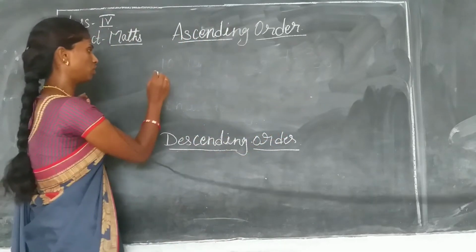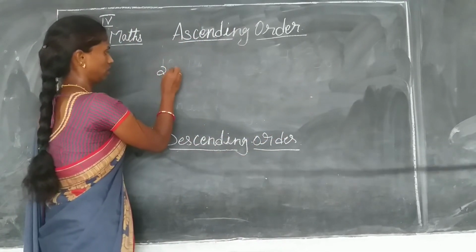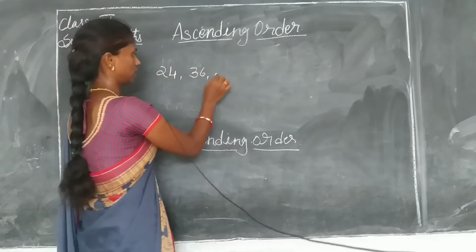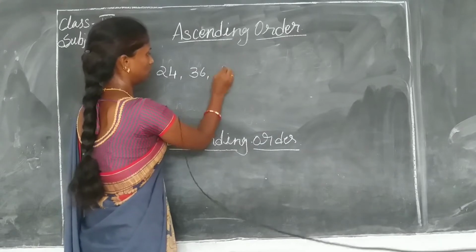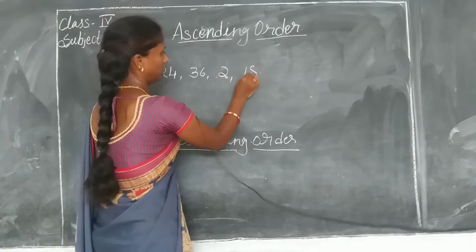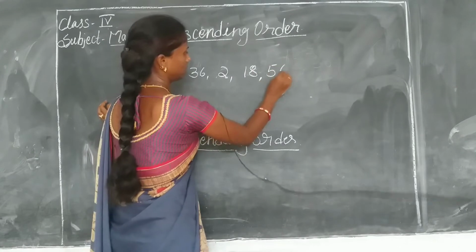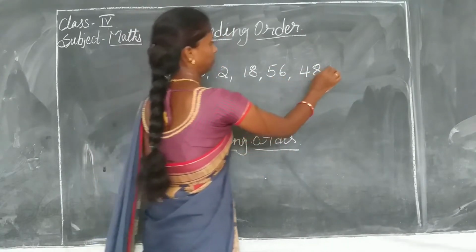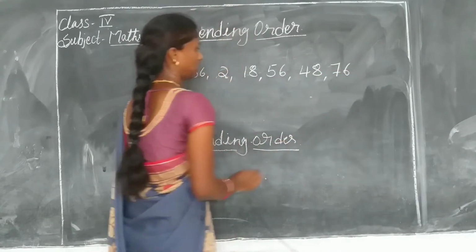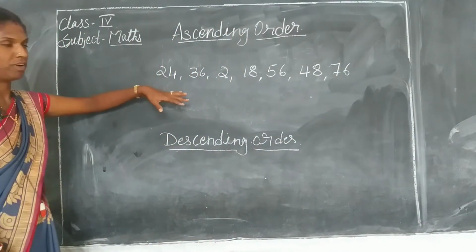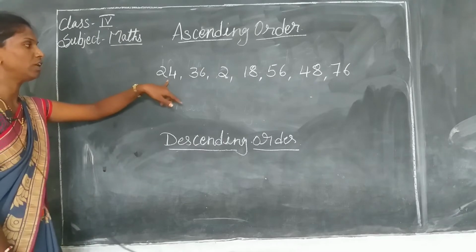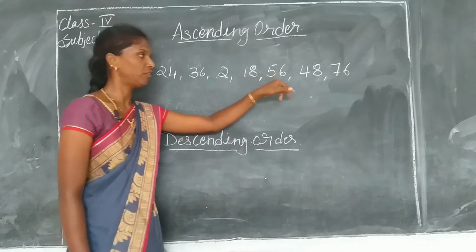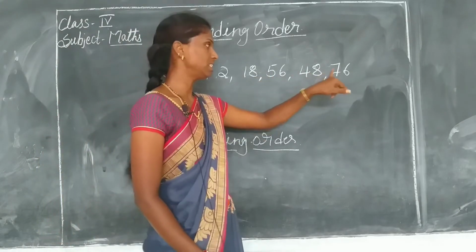Now I am taking some more numbers: 24, 36, 2, 18, 56, 48, 76. And you can observe these are all different numbers. Now see here: 24, 36, 2, 18, 56, 48 and 76.